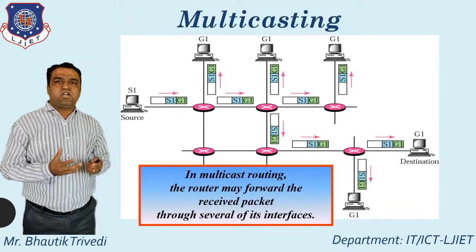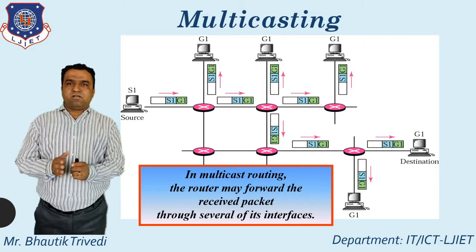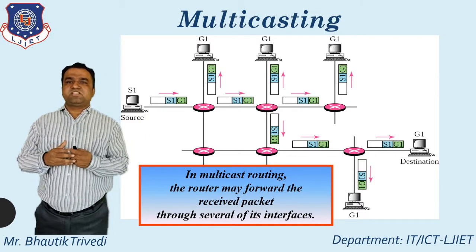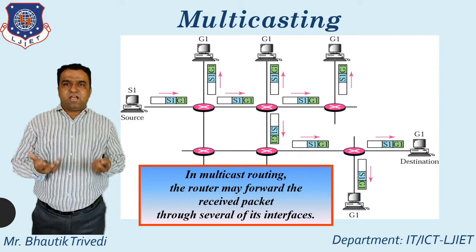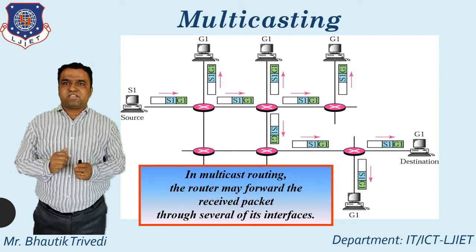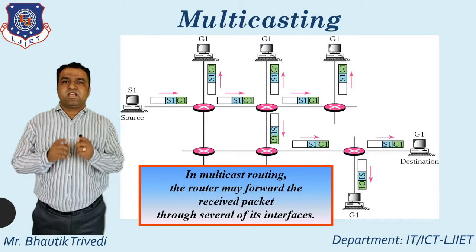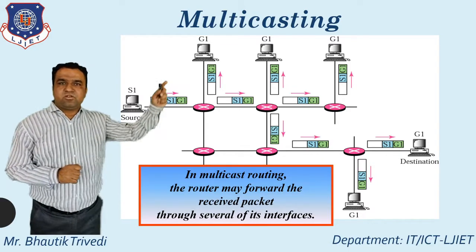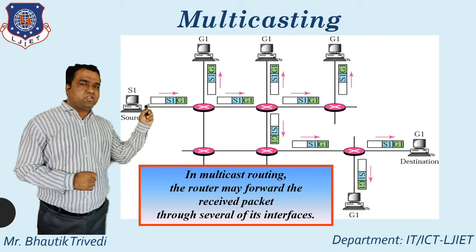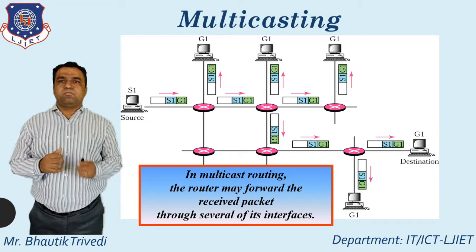Next one. What do you mean by multicasting? Multicast routing means the router may forward the received packet through different interfaces. So what is the difference between unicasting and multicasting? The difference is that in unicasting, using only one interface, you can directly forward the packet. But in multicasting, using different interfaces, you can forward the packet. So here you see the diagram. This particular router transports the packet using different interfaces. Here you see the second router. So that is known as the concept of multicasting.